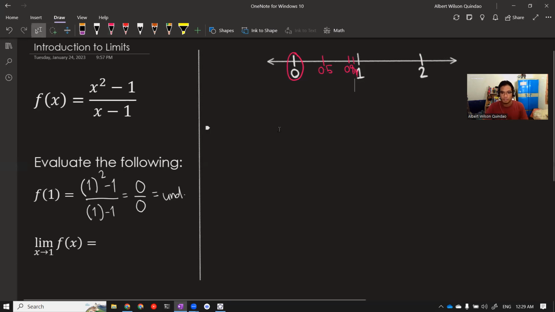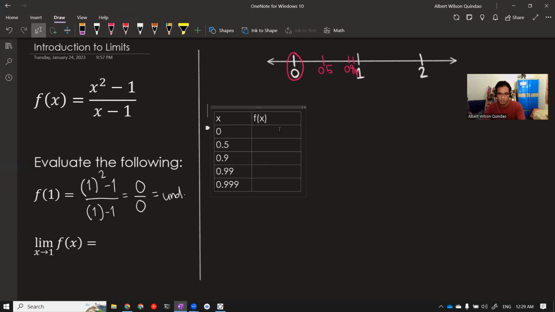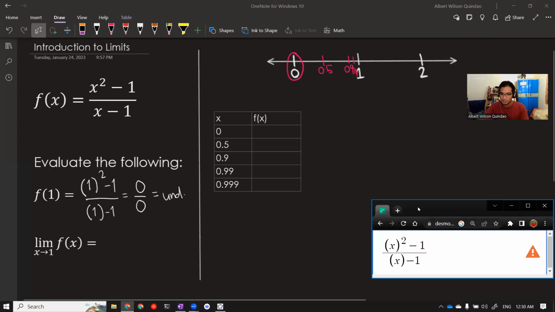So let's do that. So hanapin natin yung mga function values nun. So I have here a table of values. So we have x equals 0, 0.5, until umabot tayo dun kay 0.999. So very close na niya kay number 1. So pwede natin siyang computein by hand. So yung 0, for example, ay isa-substitute natin kay x. Tapos hanapin natin yung function value niya. Pero matatagalan tayo no, pag ginawa natin yun. So in this case, gamit tayo ng calculator. So dito ang gagamitin ko ay ang calculator na provided ng desmos.com.